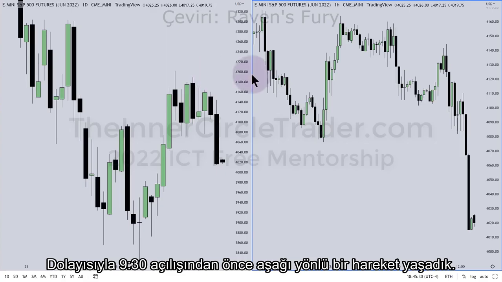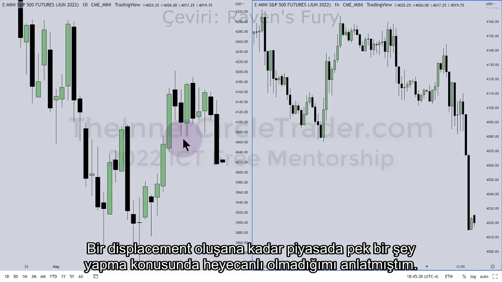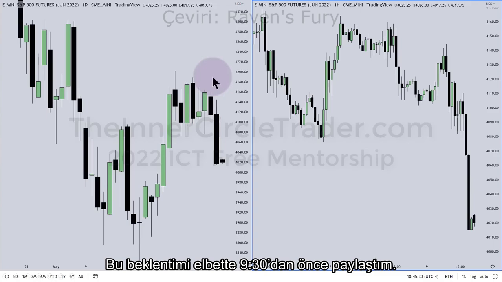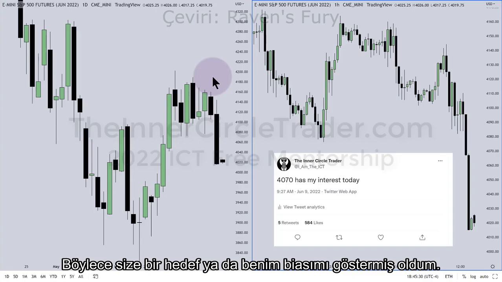So we had a move lower prior to the opening at 9:30. I talked about how until we had some kind of displacement, I wasn't really excited about doing much in the marketplace. I felt that 40.70 was a nice draw on liquidity, which would be below these relative equal lows. I posted that obviously before 9:30 a.m. So it gave you a target, okay, or my bias.